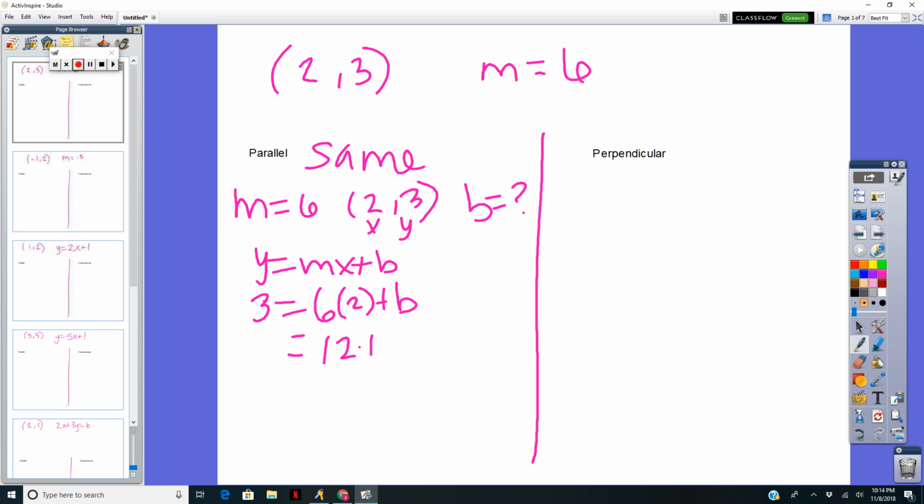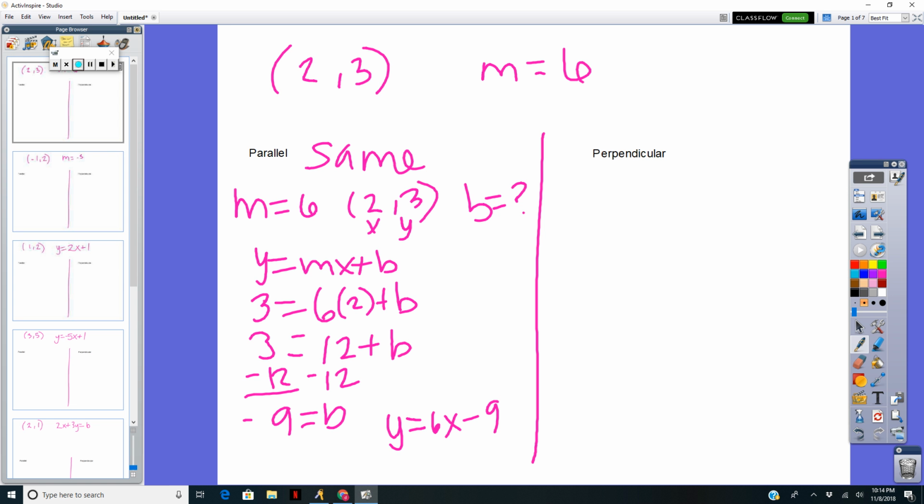6 times 2, this is 12, and I'm going to bring the 3 down. I'm going to do minus 12, minus 12. So 3 minus 12 gives me negative 9. So now with that information, I can write my equation: y equals 6x minus 9.